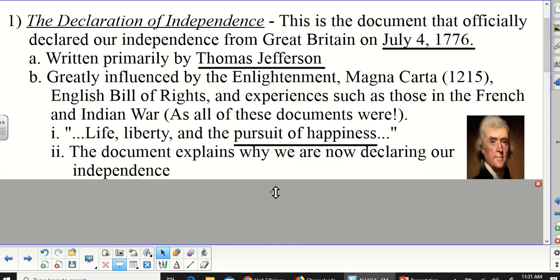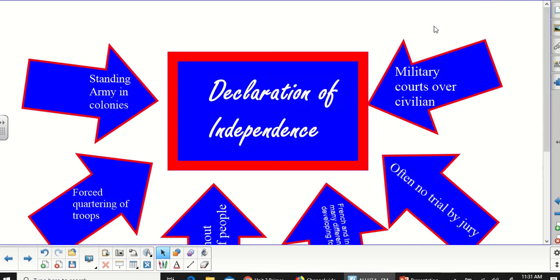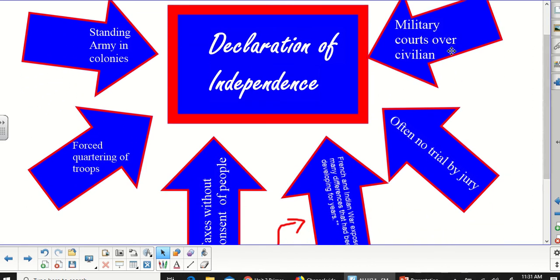And this document then explained why we were declaring our independence. It just sort of goes through and says, here are our reasons, and there are several. And as a matter of fact, if we go to this graphic organizer, you might remember this from, I don't know if this would be junior high, but military courts were taken over civilian courts. And in military courts, there's a huge thing going on. In a military court, you are presumed guilty until proven innocent. Now, that is huge.